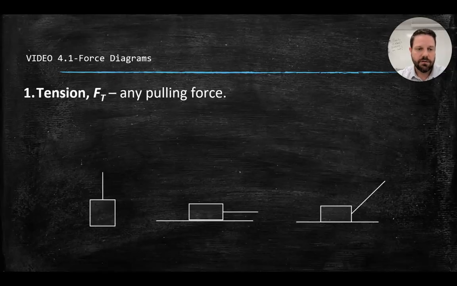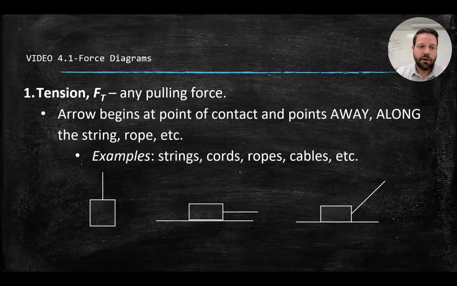So with all these forces, except for gravity, we're going to draw them from a point of contact because they all require points of contact. So for tension, we're going to draw our arrow from a point of contact, and it's going to point away along that string, rope, arm, whatever it may be.